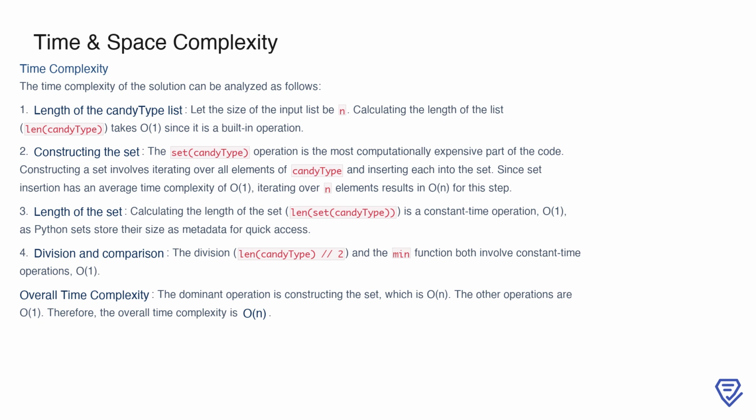After the set is constructed, calculating its length is another constant time operation, O(1), as Python sets store their size as metadata. Finally, the division operation to calculate half the list length and the comparison using the min function are both O(1) operations as well. Putting this all together, the dominant operation is constructing the set, which takes O(n). All other steps are constant time, so the overall time complexity of the solution is O(n).